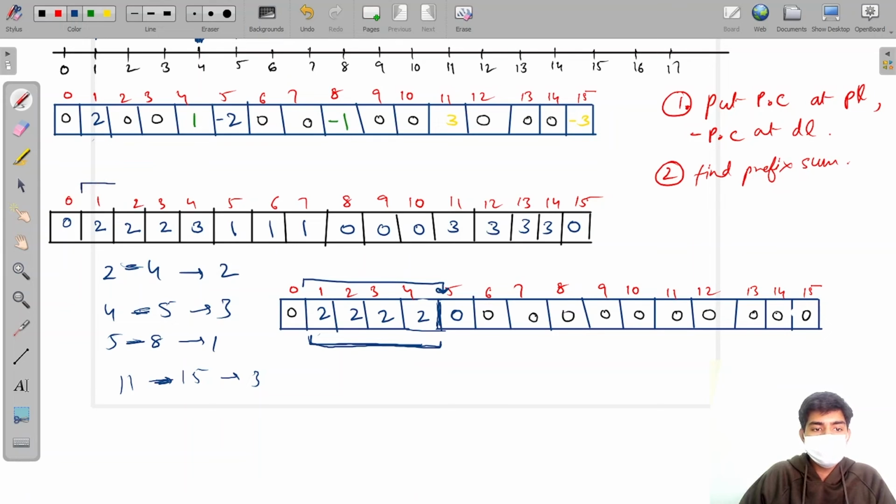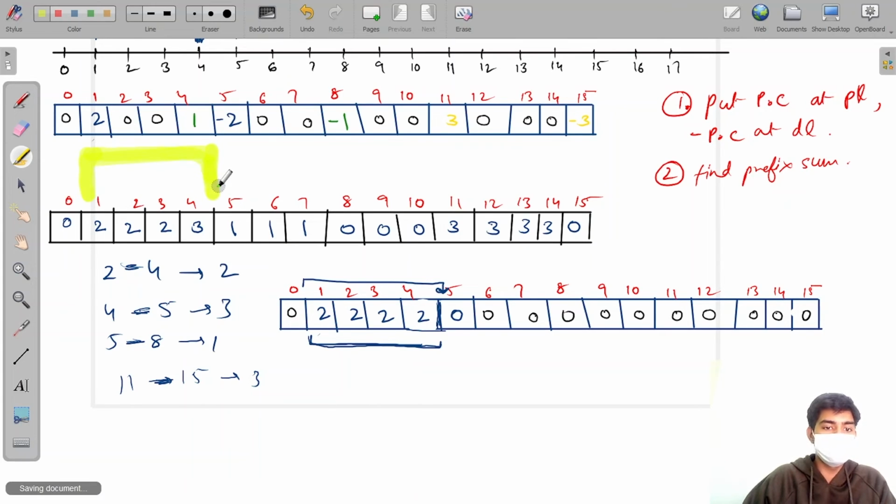So from this moment, when you find the prefix sum array, this minus 2 will take the impact of 2 and it will only reduce the impact of 2 from this point to this point only, right? Then those 2 passengers will only last from this point to this point in the car. They will only sit from 1 to 4 in the car, because at 5 they will be dropped off, right? So this is what this minus 2 actually means.